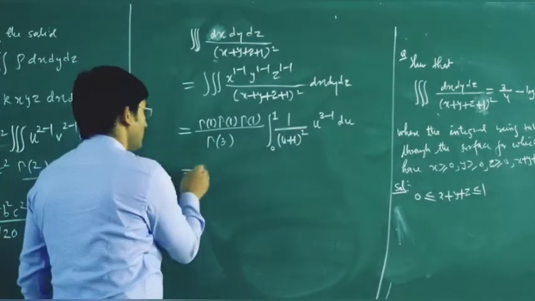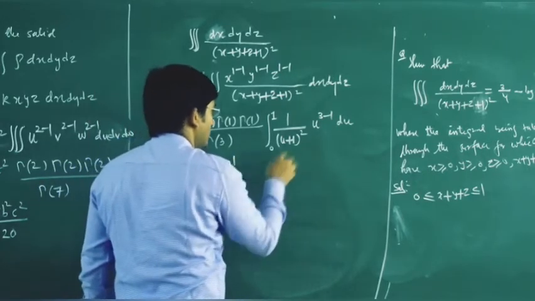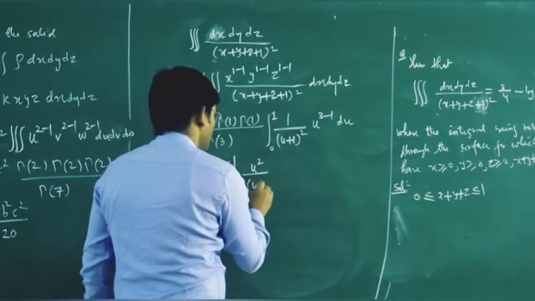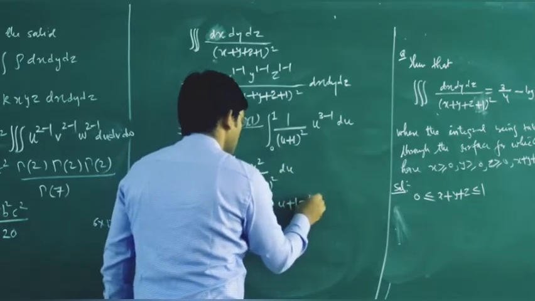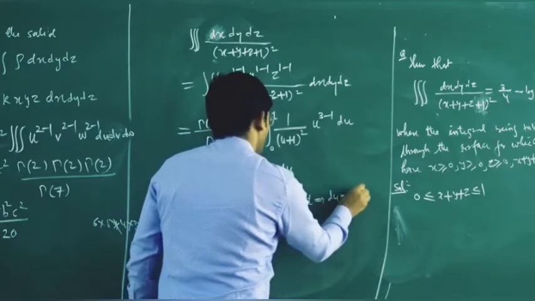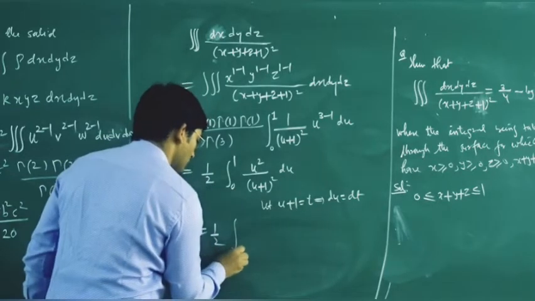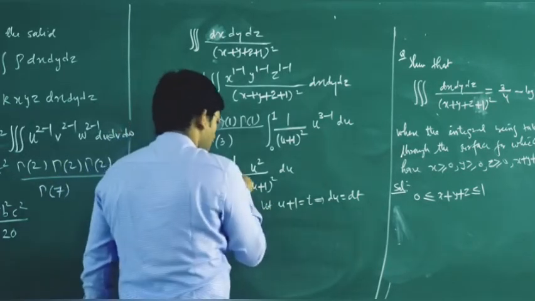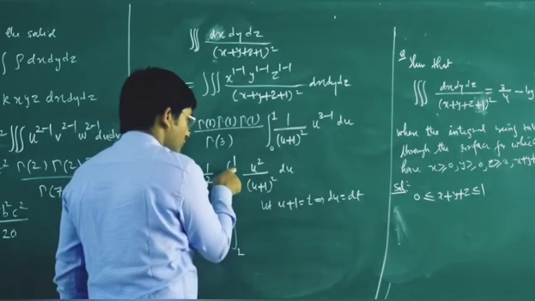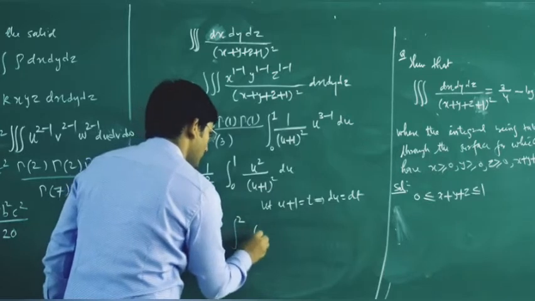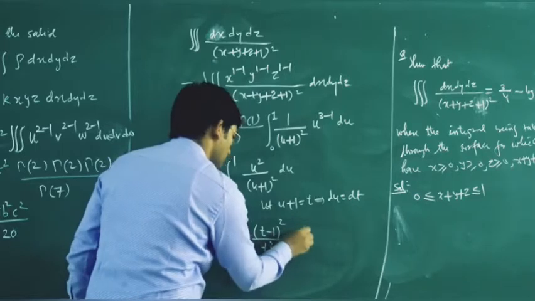So this is equal to, now this will be factorial 2, so we have 1 by 2, and then the integral 0 to 1. Now this is u square upon (u plus 1) whole square du. So just put u plus 1 equal to t. In this case du will be dt, but the limits will be: if you put u equal to 0, then we have t equal to 1. If you put u equal to 1, then we have t equal to 2. Now in the numerator we will have (t minus 1) whole square divided by t square into dt.